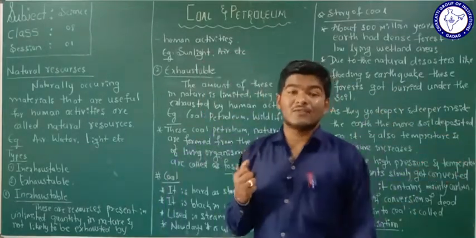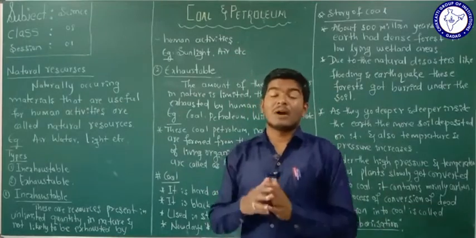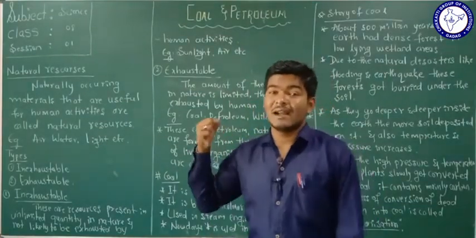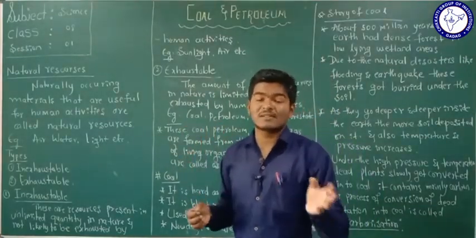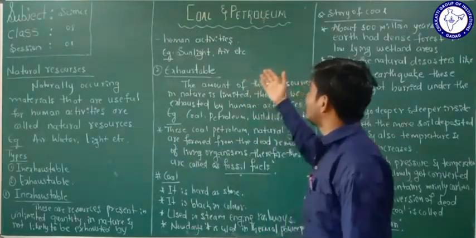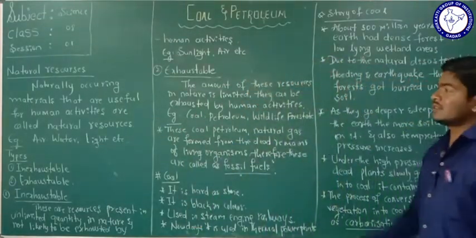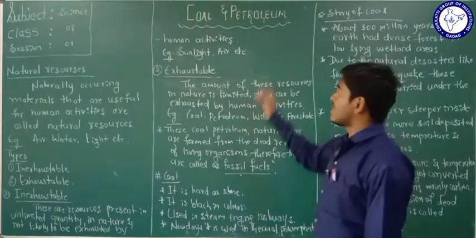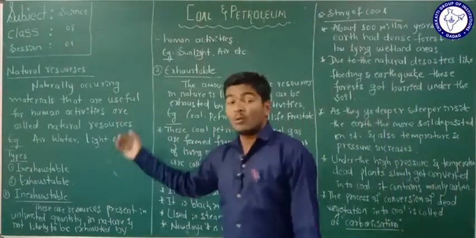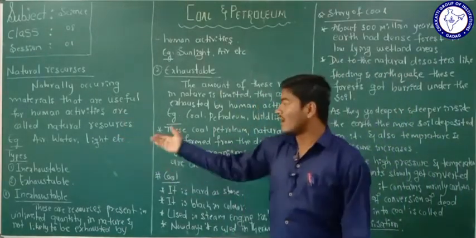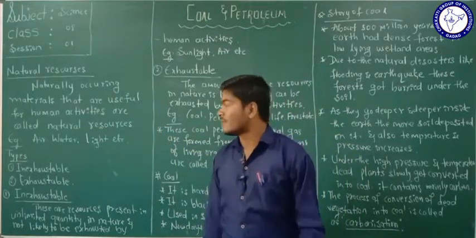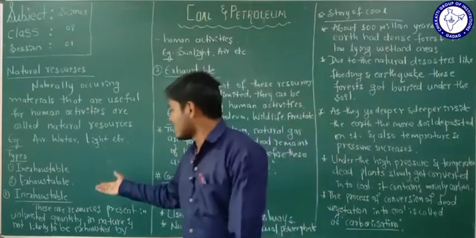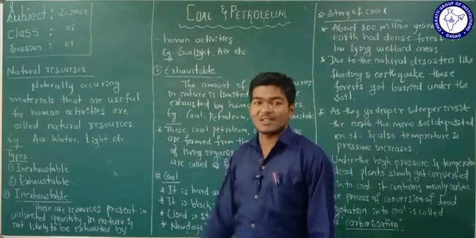But where do they come from? Where are we going to get those products? What are those products? That will be discussed in the chapter of coal and petroleum. Today in this session we are going to discuss, under the chapter of coal and petroleum, what natural resources are, what the types of natural resources are, and what inexhaustible resources and exhaustible natural resources are.